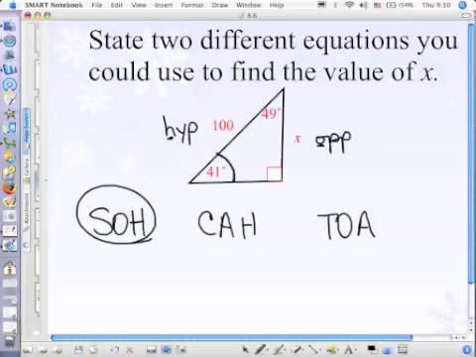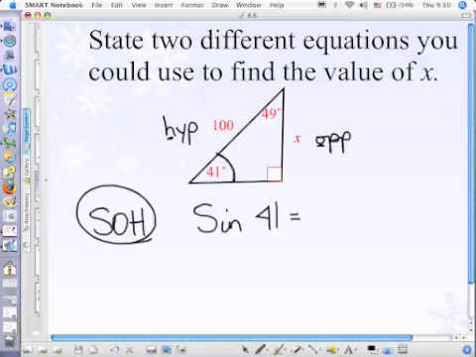So on this one, with a 41-degree angle, we are going to use sine. Now, that means the sine of my angle, what's my angle? 41 is equal to the opposite, which is x, over the hypotenuse, which is 100.